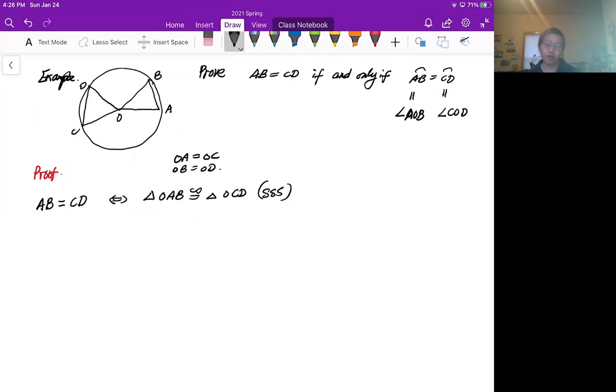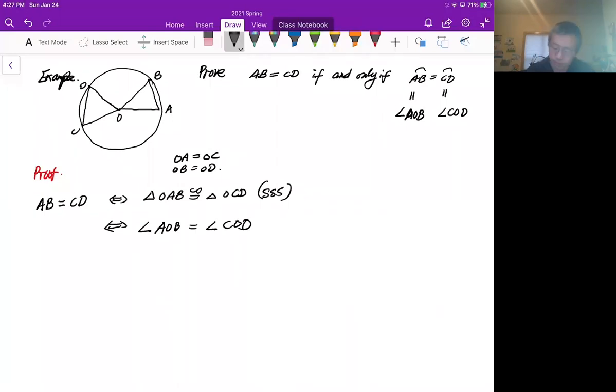And so if I have the two chords AB and CD to be congruent, then automatically I can get the two triangles to be congruent, right? So they are just an if and only if condition, right? So if that's the case, then I can get the other one, the angle AOB equals the angle COD.